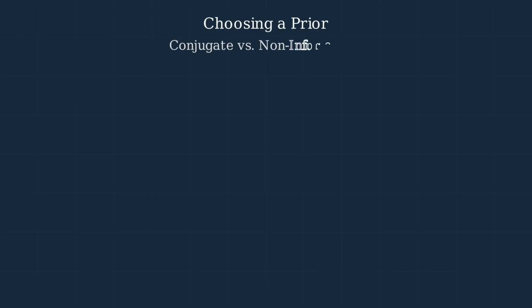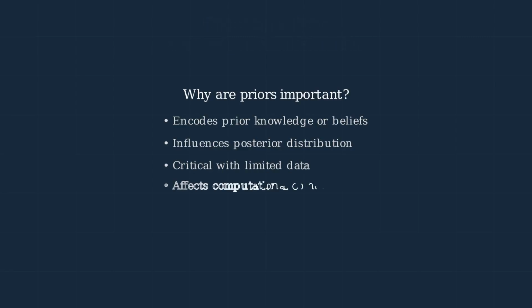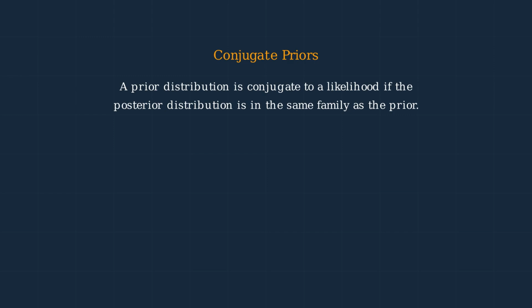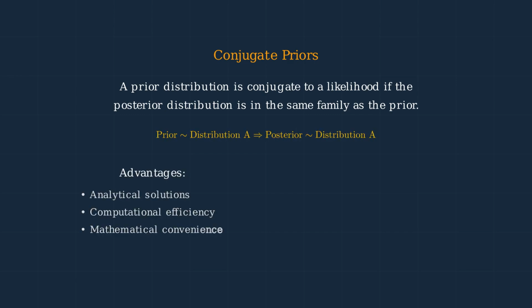Choosing an appropriate prior is a crucial step in Bayesian modeling. Priors encode our initial beliefs before seeing data. They influence the posterior distribution, especially when data is limited, and can affect computational complexity. Conjugate priors are prior distributions that, when combined with a specific likelihood, produce a posterior distribution in the same family as the prior. This mathematical convenience allows for analytical solutions, avoiding the need for complex numerical methods.